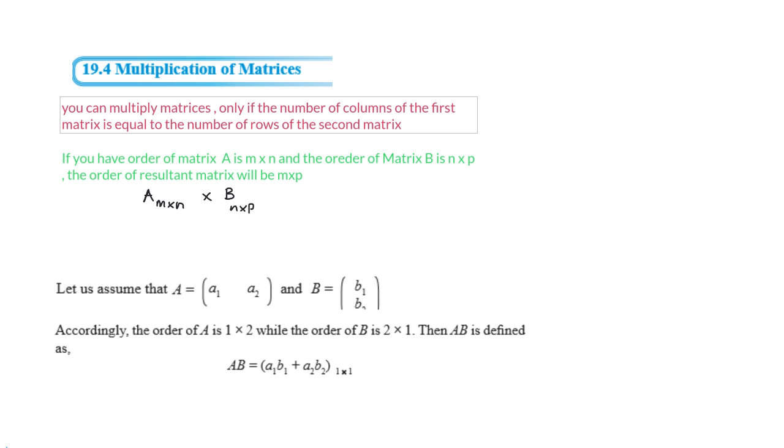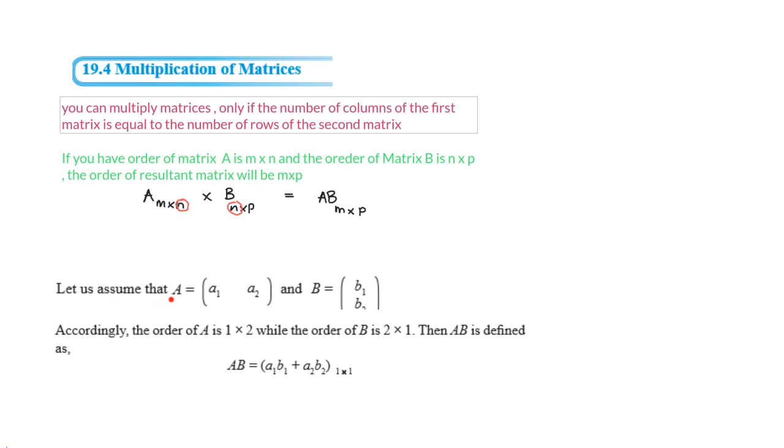So the number of columns in the first matrix equals the number of rows in the second matrix. Here, the number of columns of the first matrix is equal to the number of rows of the second matrix. Then the order of the resultant one is m by p. This is AB, the order of the resultant matrix equal to m by p.